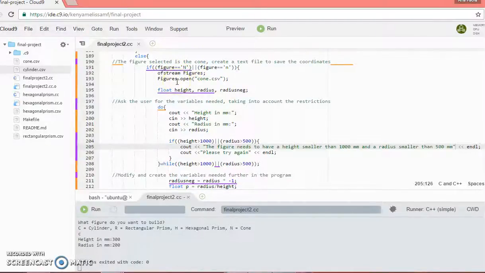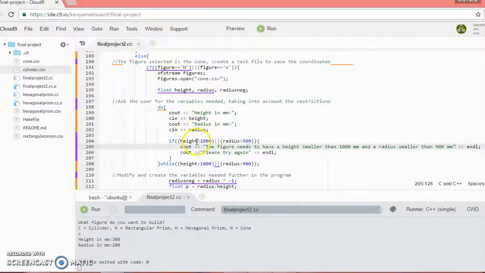And as in the other figures, we open a text file and we put the name of the figure we're going to do .csv, and these are the variables we're going to need for this figure, which is the height, the radius, and the radius negative. So next we ask the user for the variables we're going to need, which, as we said before, are the height and the radius, and we save them.